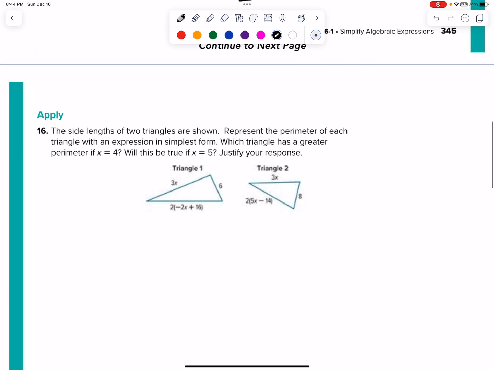Number 16 will be for you to do. It's just like the notes. If you need any help, make sure you let me know.